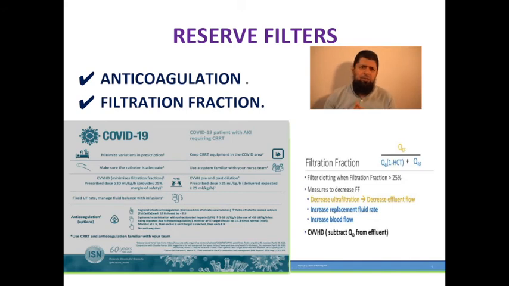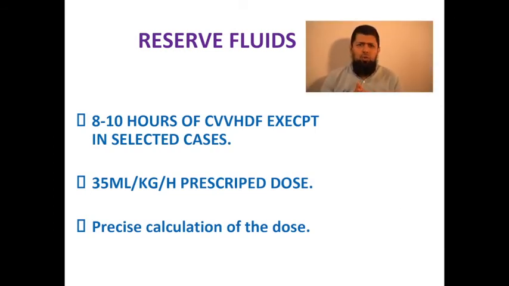Another issue is that we should calculate the filtration fraction when we are prescribing the order for CRRT, and we should keep the filtration fraction below 25% to decrease the incidence of filter clotting. We should also try to preserve our fluids. We will stick to 8 to 10 hours of CVVHDF, except in selected cases who may need extension of that order. And the dose will be 35 ml per kg per hour as the prescribed dose to achieve a delivered dose of 20 to 25 ml per kg per hour.